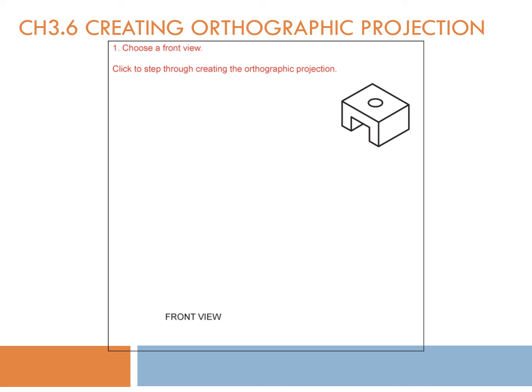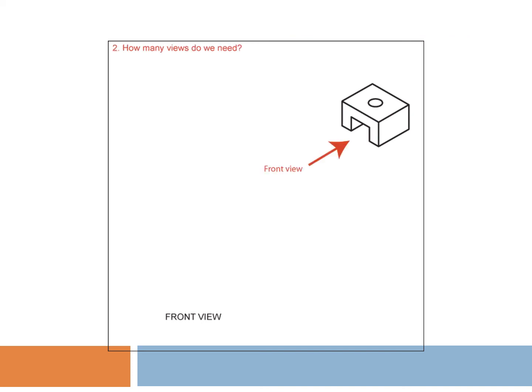Let's say we choose this one as our front view. So we use this plane as our front view. So this is our front view. Then you start to look at the front view and you draw the front view. And what does the front view look like?